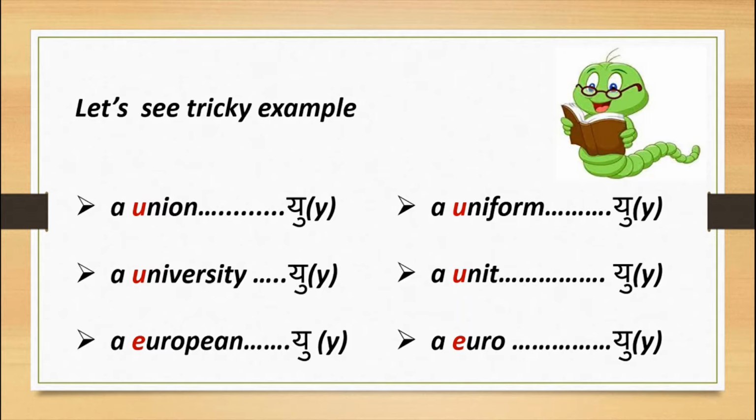तो friend भी consonant का आएगा. We use a union, a university, a European, a uniform, a unit, a euro. Because all these words starts with a vowel, but we don't hear the sound of vowel. We hear the sound of consonant. So we use friend of consonant.